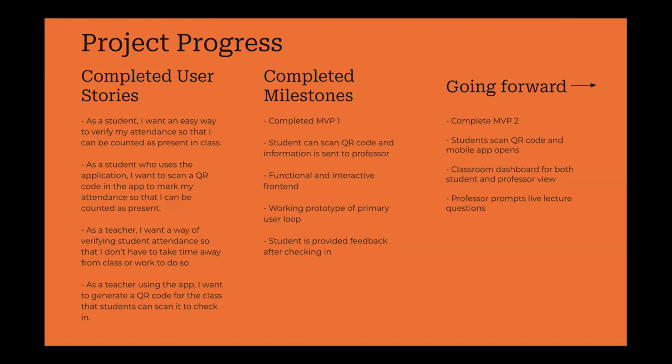Our completed milestone is MVP 1, which consisted of having a working prototype of the primary user loop. This consists of students being able to scan the QR code and information being sent to the professor, and a functional interactive front end. Going forward, we want to complete MVP 2, which includes the ability for students to scan QR codes, where scanning the QR code will open their mobile app, as well as a classroom dashboard for both students and professors, and professors' ability to prompt questions to a classroom.